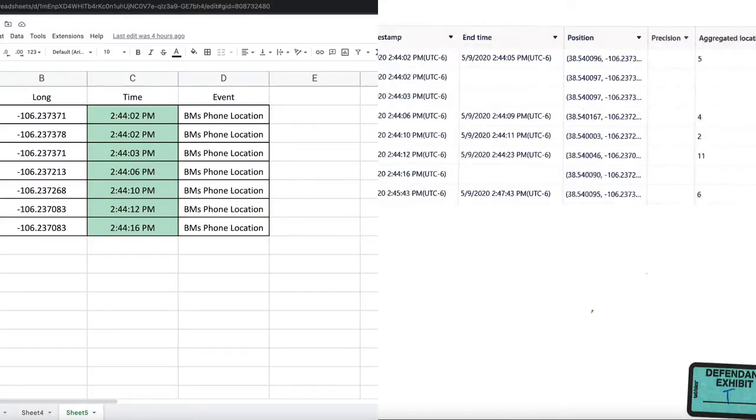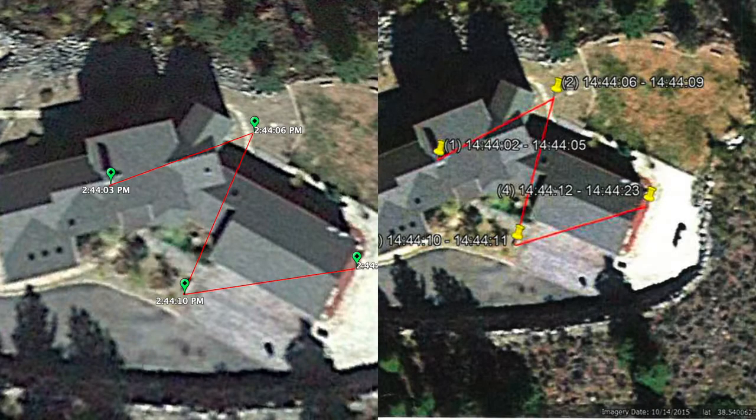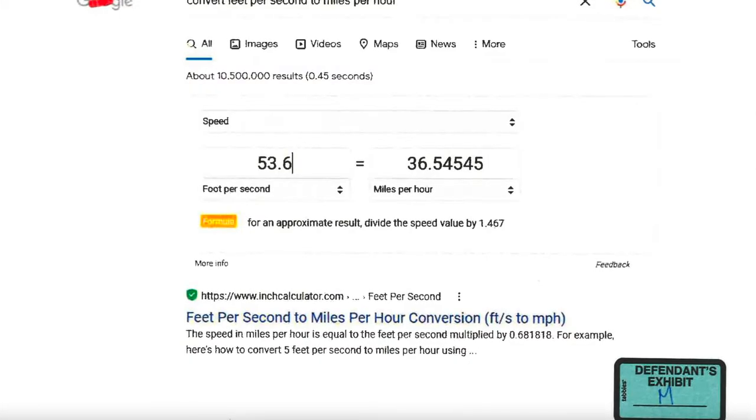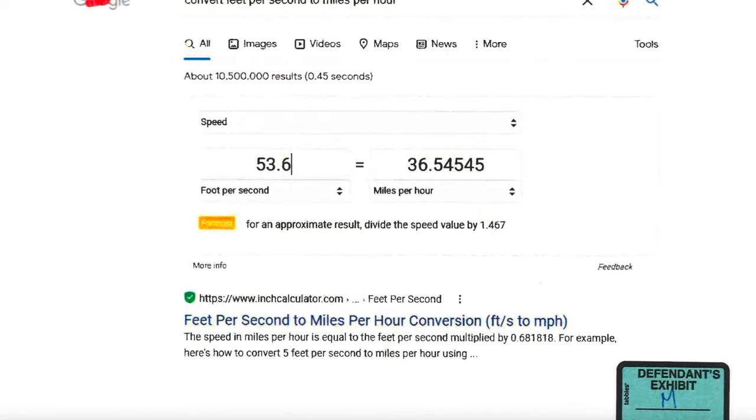Now we're going to step through what the defence got wrong, but before we do that I just want to show you that I am using the same data that they're using, minus the simultaneous pings at 2:44.02 seconds. Here you see my pins in Google Earth on the left, and you can see the defence exhibit on the right, and they pretty much match exactly. So, how did the defence come up with a different figure?